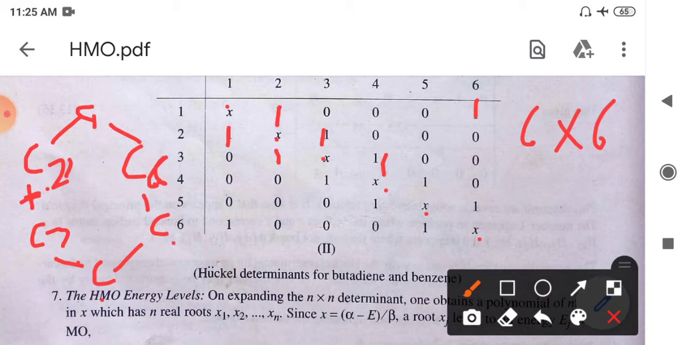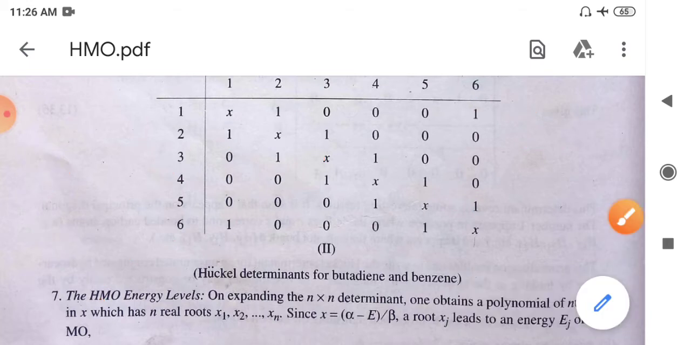Then the fifth carbon atom is attached to what? Fifth carbon atom is attached to the sixth and fourth, so fifth is attached with 4 and 6. And the sixth carbon atom is attached to what? It is attached to 1 and 5. So this is how we obtain the secular determinant for the benzene system.